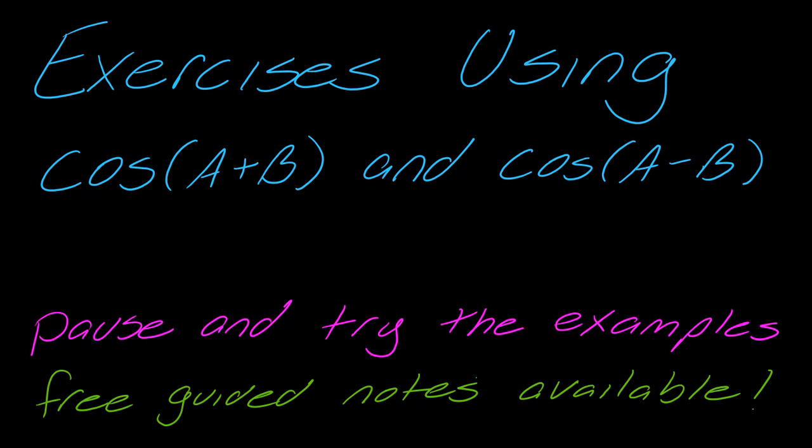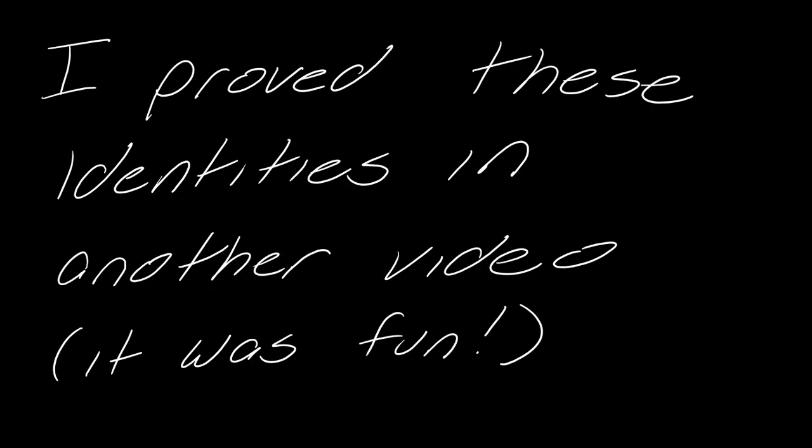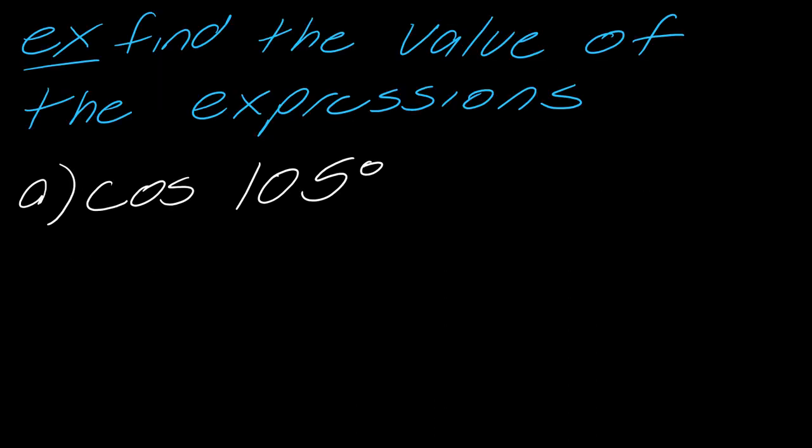In this video, I'm going to show you a bunch of exercises that use the identities cosine of a plus b and cosine of a minus b. Those identities are here. You can pause if you need to review them. I proved these identities in my previous video, and it was fun. Now we'll look at how to use these identities, with a bunch of different exercises. So I'm just going to jump right into it.